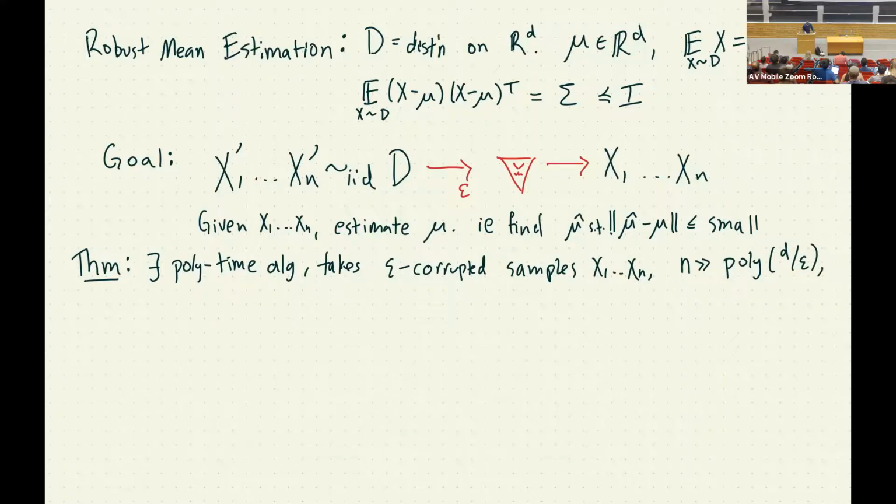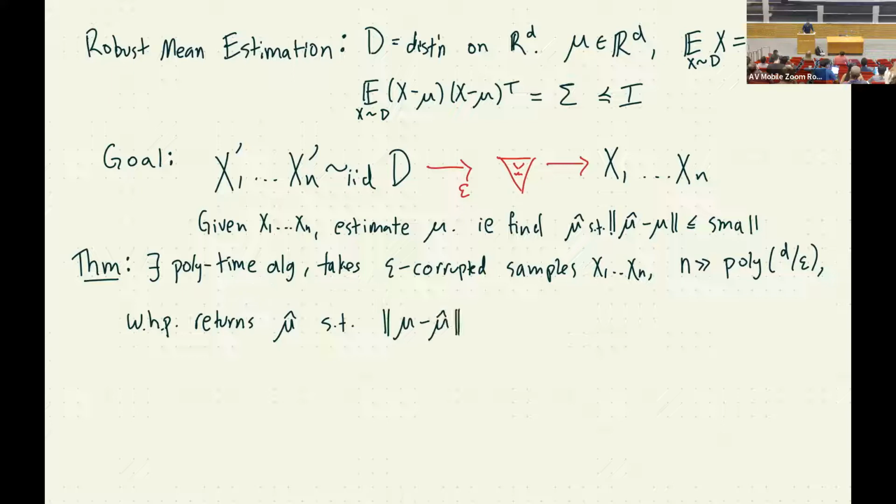And with high probability, where for this talk high probability means 99%, but you can make it as high as you want. With high probability, returns mu hat such that mu minus mu hat is less than O of square root of epsilon. Okay, that's the theorem.